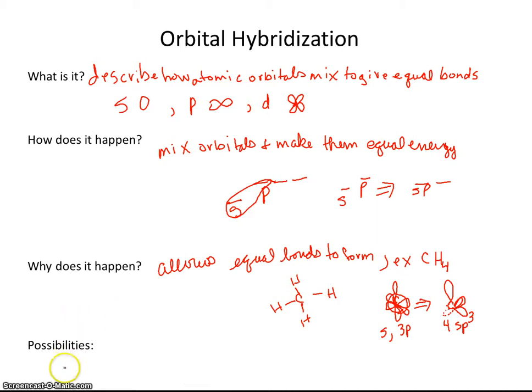Possibilities, you saw them on the video. We can hybridize S and P together to get SP. We can make S and 2 P's and make it SP2. We can pull in S and all 3 P's, make it SP3. We can pull in an extra D with those, so 5 things becomes SP3D. If I need 6, it becomes SP3D2. And those are the only possibilities that we'll see.